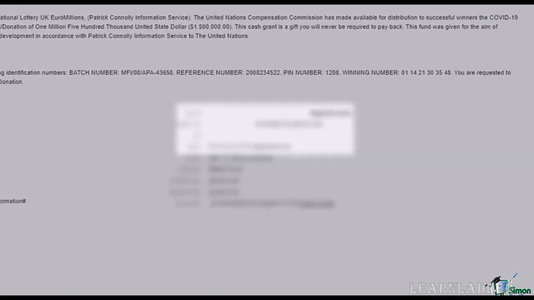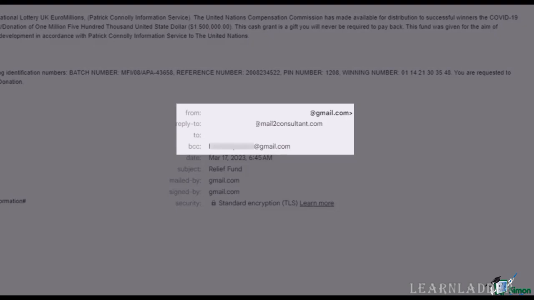The reply address is mail2consultant.com. Its to address, again, is not to me. Notice how the BCC is my email address. What this indicates is that we have a mass mailer here.